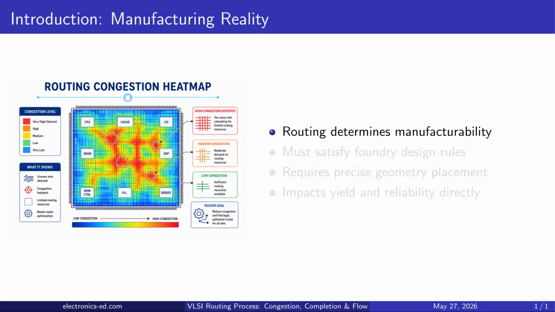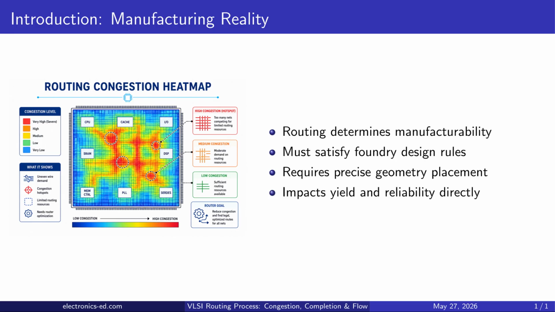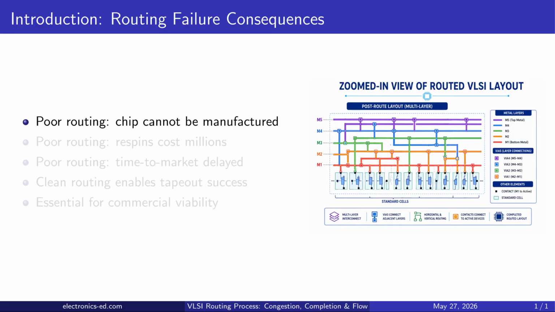Routing doesn't just affect performance, it determines whether the chip can be manufactured at all. The router must satisfy all of the foundry's design rules. This requires placing every piece of metal geometry with precise coordinates. Good routing directly impacts yield and reliability, which are crucial for production. If routing is poor, the chip may simply be impossible to manufacture.